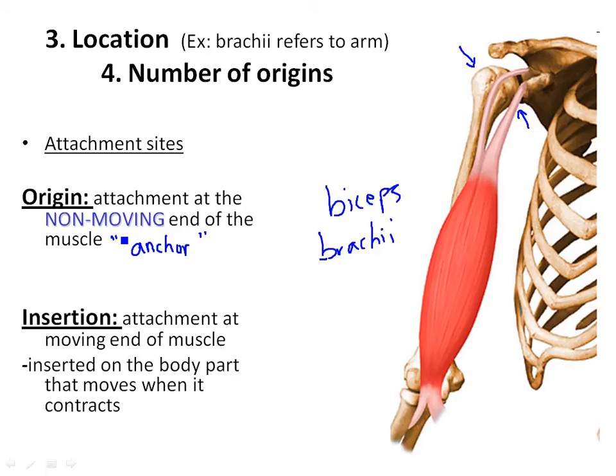Now the insertion is the opposite end. This is the part of the muscle that attaches to bone that's moving. So this one is the moving end. This is where you will find it down here on the radius, where these tendons are going to insert into a bone and pull it back or out of position.